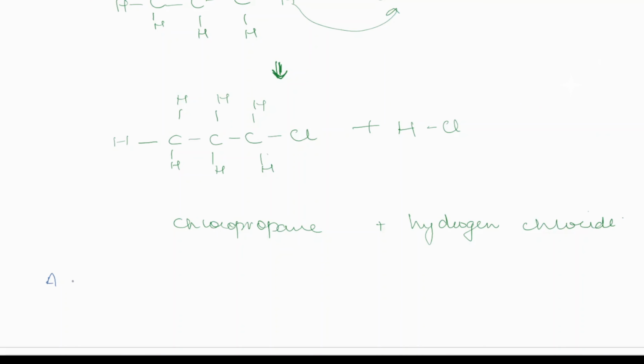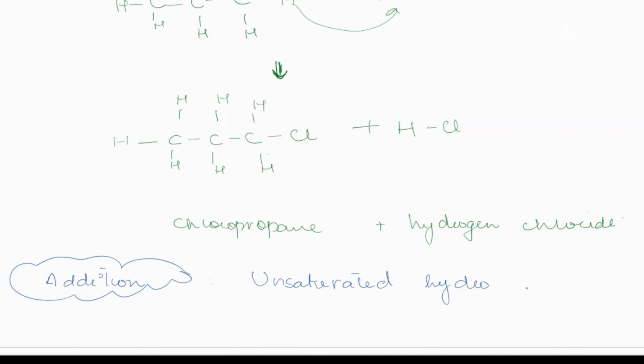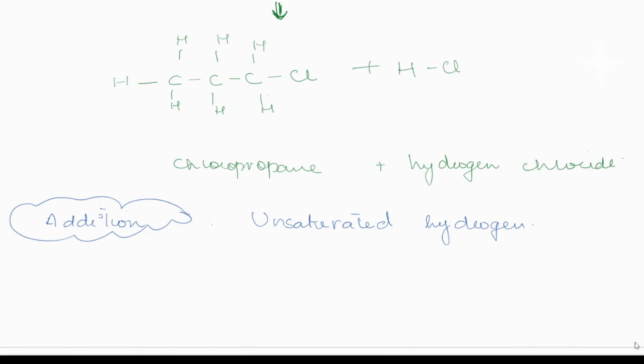Okay, let's move to the next part, which is the addition reaction. Addition reaction is a property of unsaturated hydrocarbons, like the alkenes and alkynes. Let's say we have a double bond here, with two hydrogens on each carbon.